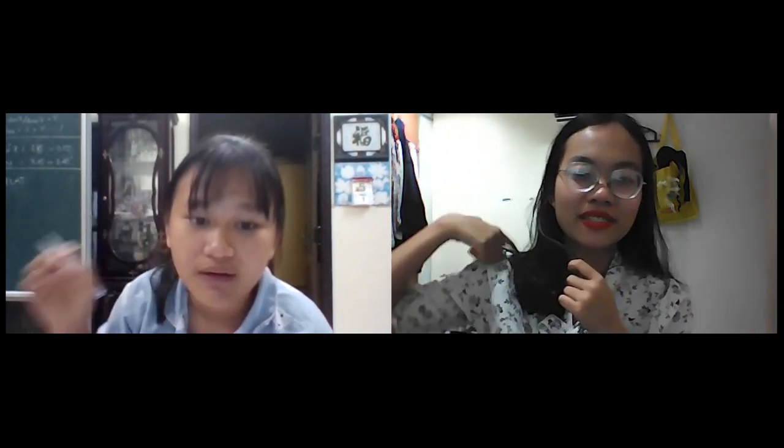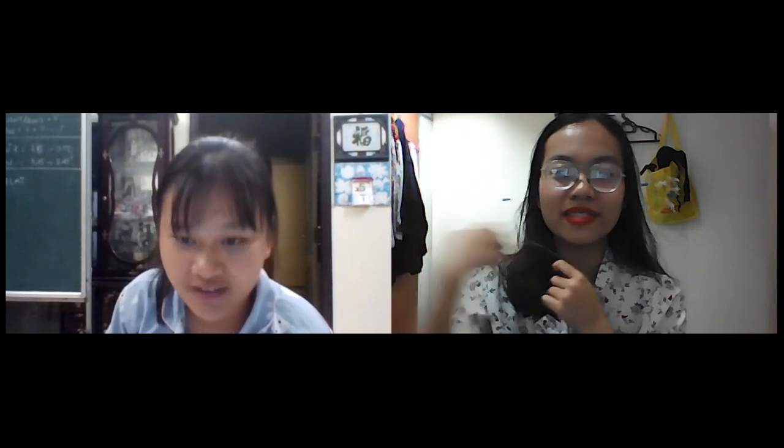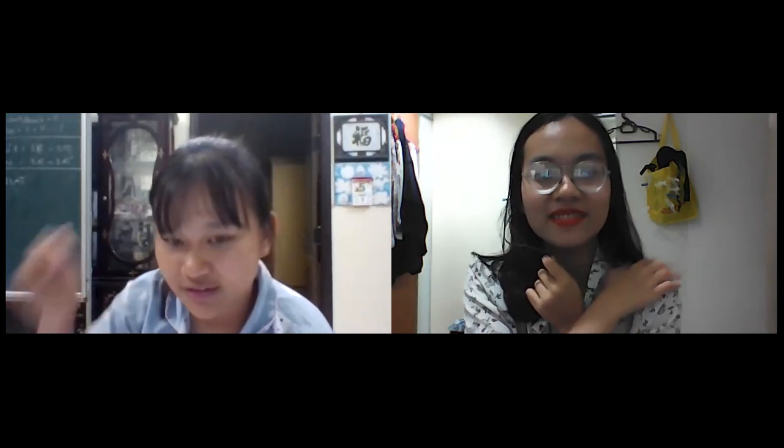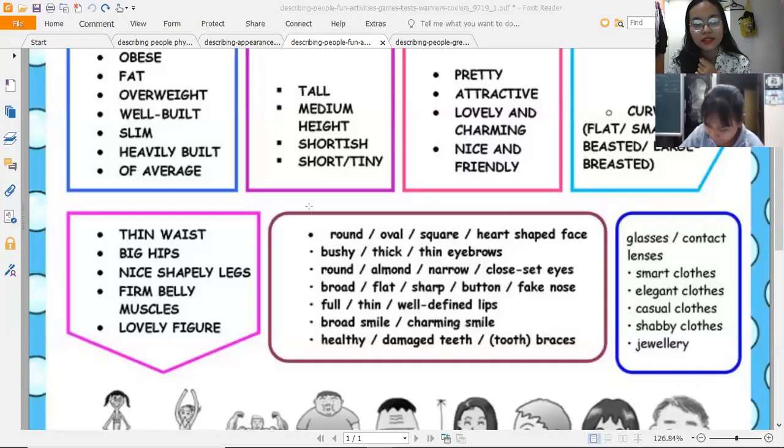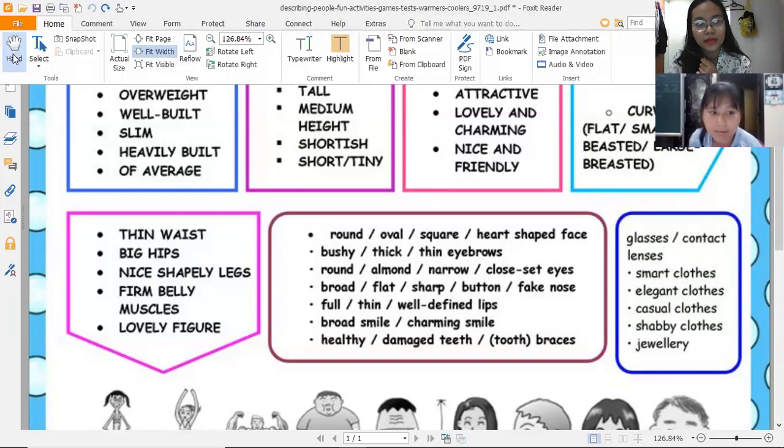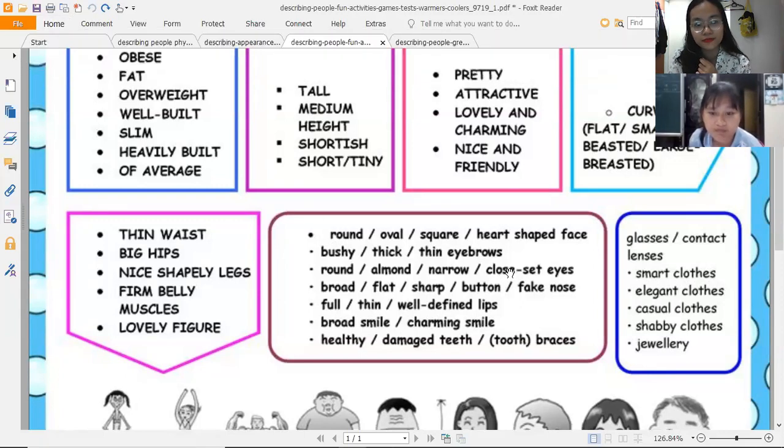Okay. No, this one. Shoulder, right? We have two shoulders here. Do you know how to write it? Shoulder. Okay, done here. I give you something to describe your face. Sorry, come back here. The firm belly muscle.